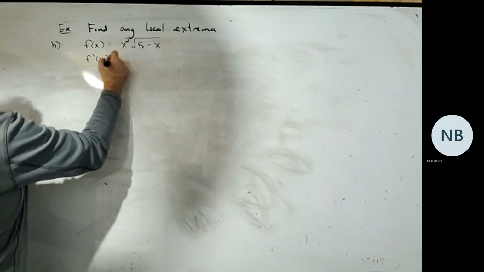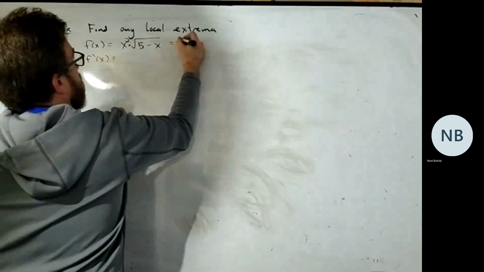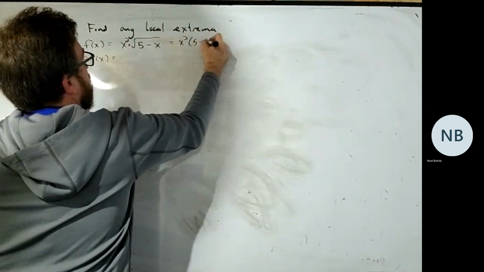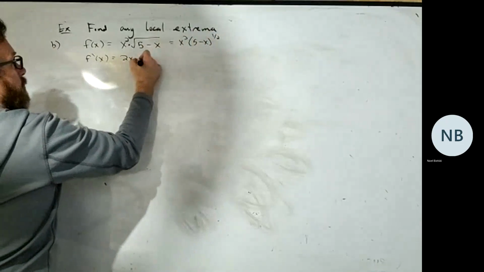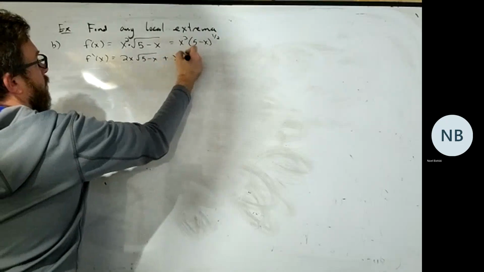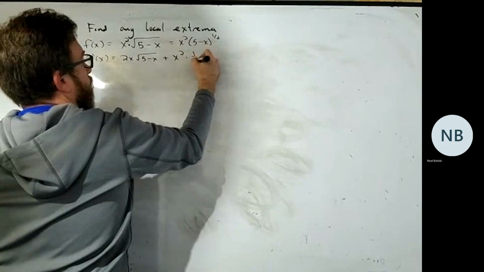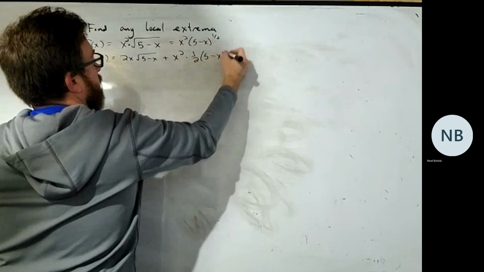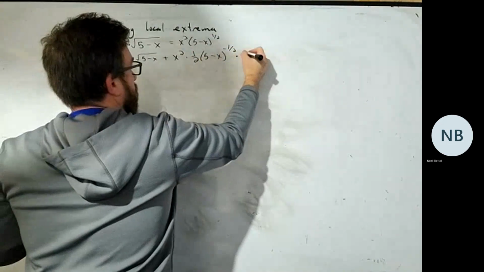So f prime of x is going to be, this is a product, so I have to do the product rule. The derivative of the first is 2x times the second, which is 5 minus x, plus the first, x squared, times the derivative of the second. The 1/2 goes out front, times 5 minus x to the negative 1/2, and then times the derivative of what's inside, which is negative 1.